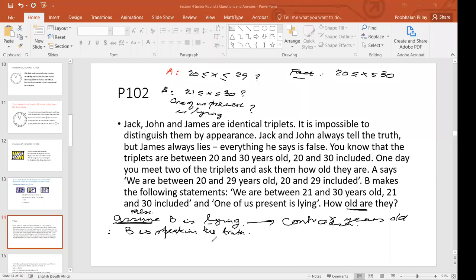This assumption is false. Therefore, B is speaking the truth. Okay, so B is speaking the truth. And now we come to the second factor, because we have concluded that B cannot be lying. So B is a truth teller. So there are two statements which are true. This is true, and that is true, because he's speaking the truth now, right? He says one of us is lying. Because this is true, this is a lie. A is a liar, because B is now speaking the truth. So A is lying. That's the first conclusion.